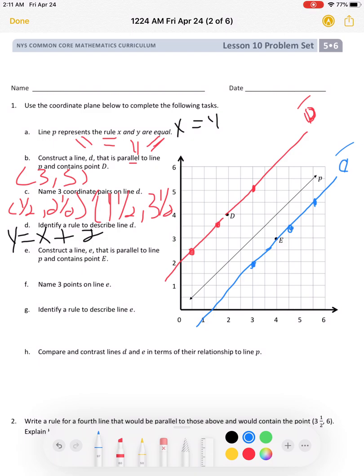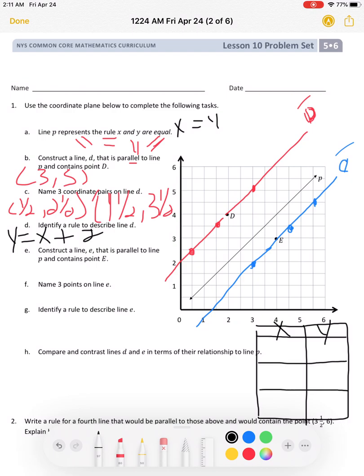All right, and then it says identify a rule to describe line E. So in order to do that, let's first identify our data points. Okay, so the first one, and you know what? I want to go ahead and draw the grid first, you all. That way we save ourselves a little bit of time. So go ahead and draw another square with your x coordinates on the left, y coordinates on the right, and then we can write in our coordinate pairs. Okay?